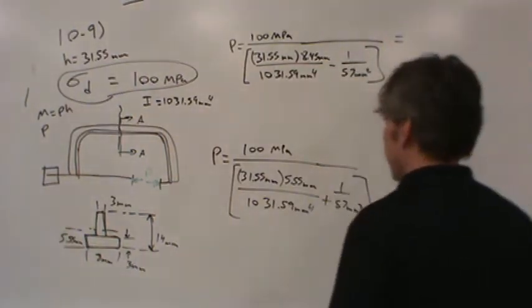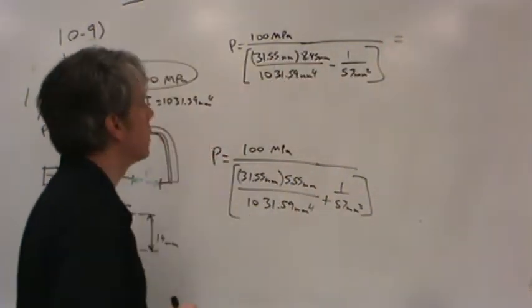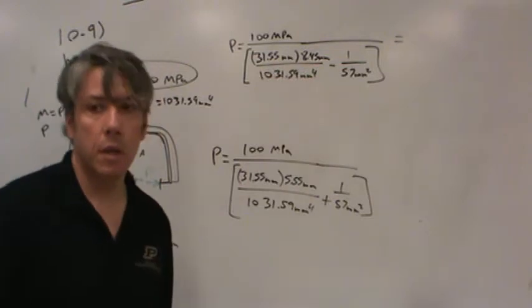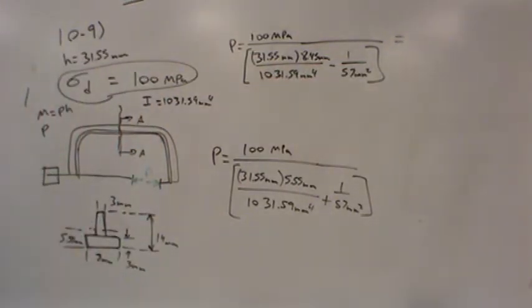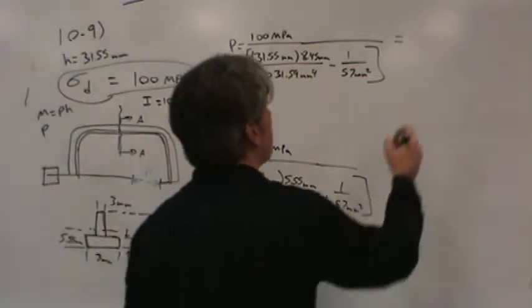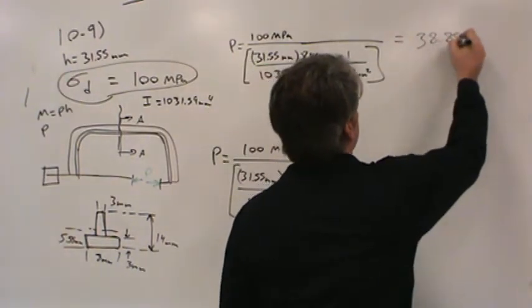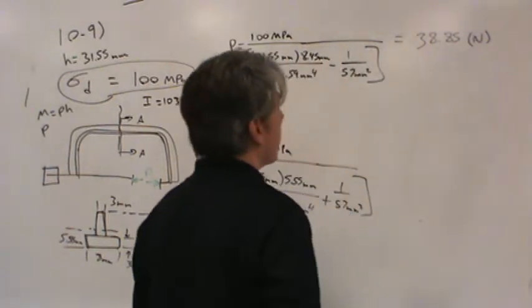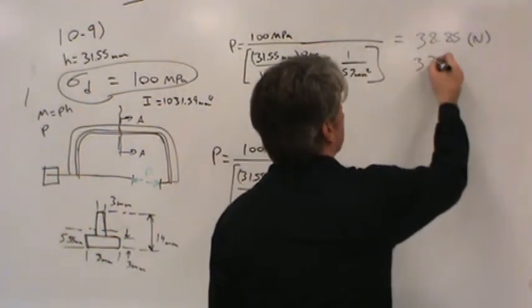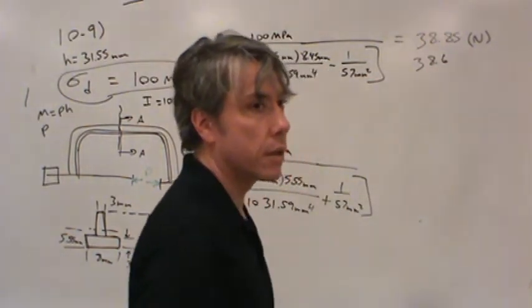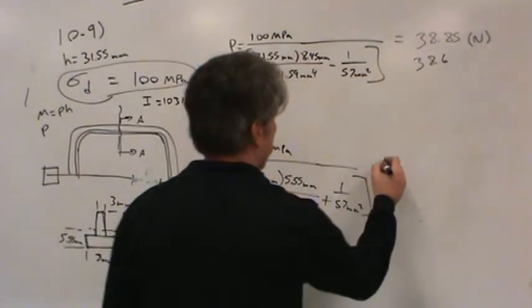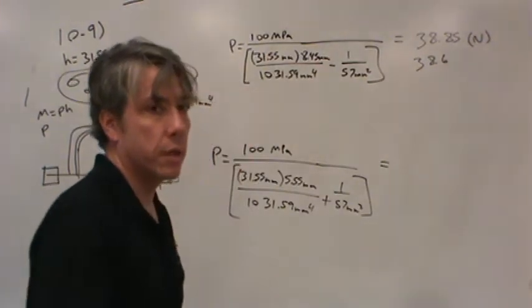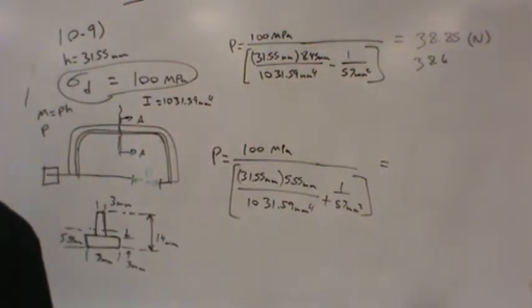Take care of this. Any numbers? Which one, top or bottom? 38.85. Thank you. Any second for that one? I got 38.6. Yeah, I think mine was rounded. Rounded? Okay. How about the allowable load for the lower section?